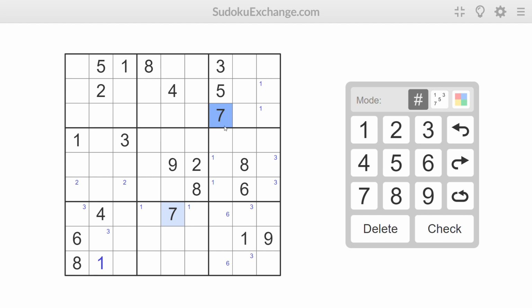So with the 7, 7 already in this column, 7 already in this row, we're left with these two cells where we can pencil mark two sevens. And since we've put two sevens here and we already have a 7 here, so in this row, these two cells are the only place where we can put a 7.